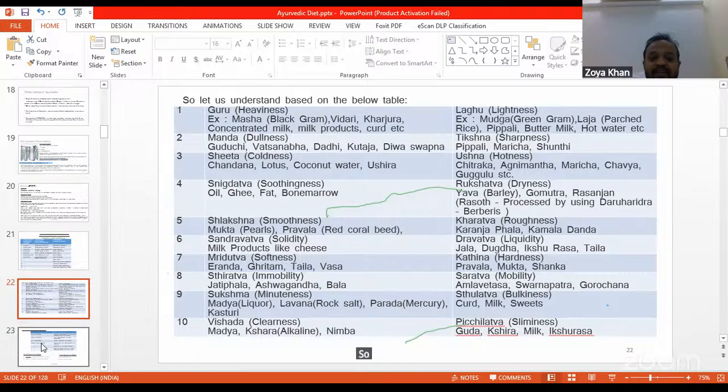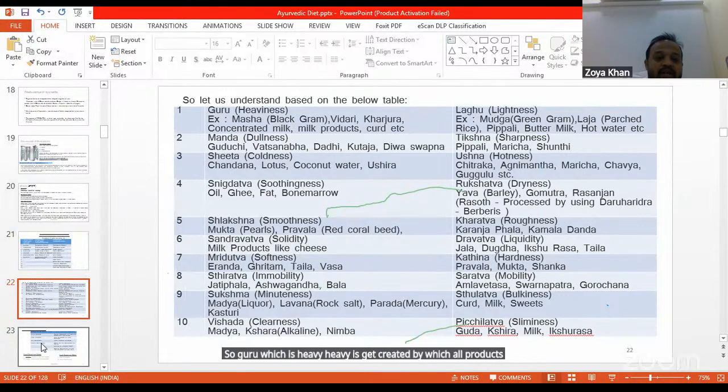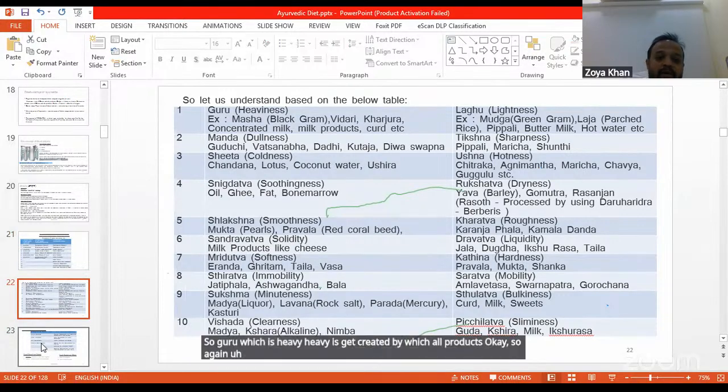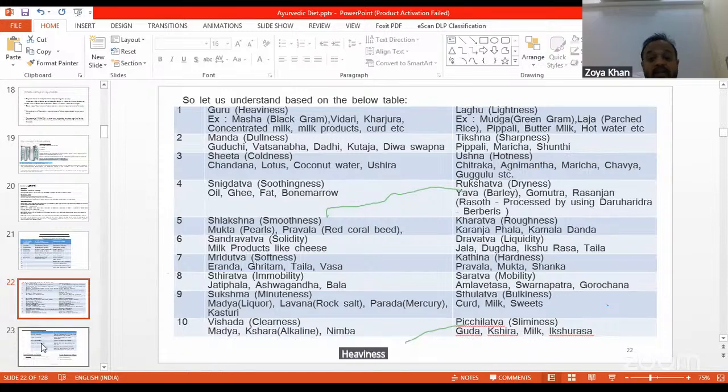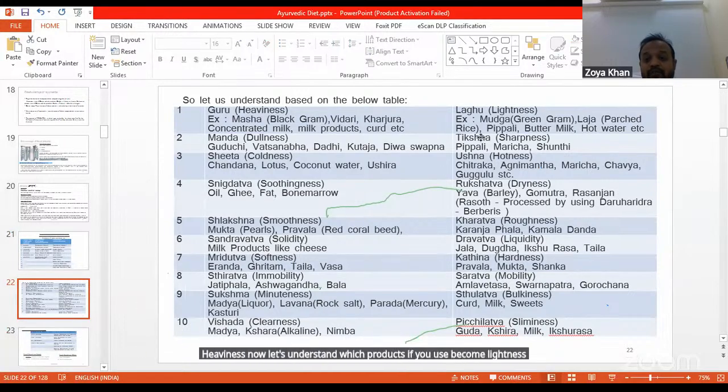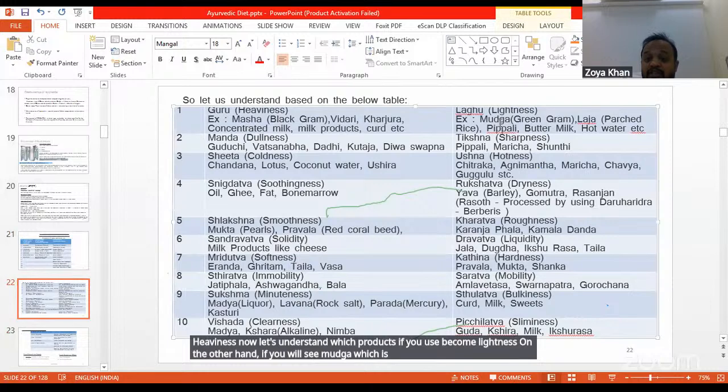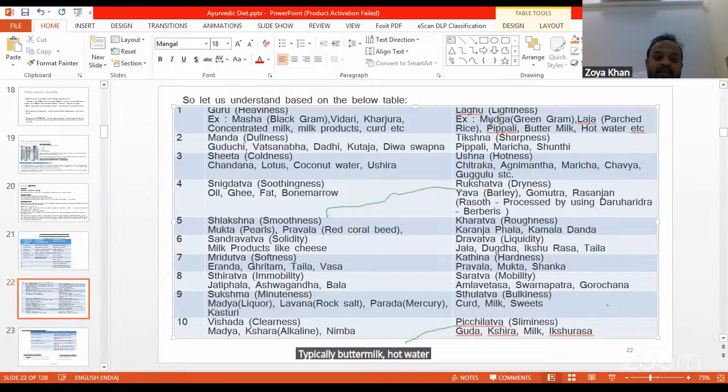So Guru, which is heavy, is created by which products. Okay, so heaviness comes through Masha, which is black gram, Vidari, which is a herb, Kharjura, concentrated milk products, curd. All these products, if you take, our body becomes heavy. Now let's understand which products, if you use, become lightness. On the other hand, Mudga, which is green gram, Laja, parched rice, Pipili, buttermilk, hot water, all these create lightness in our body.